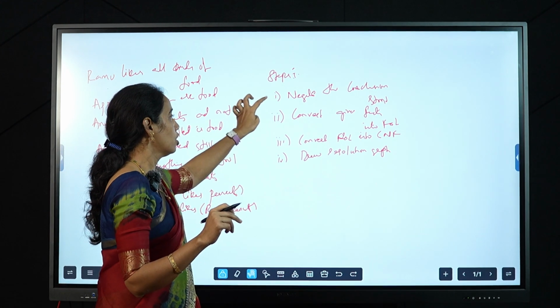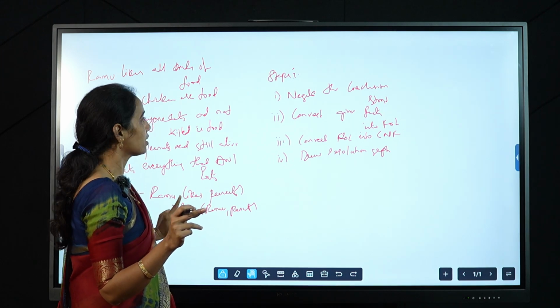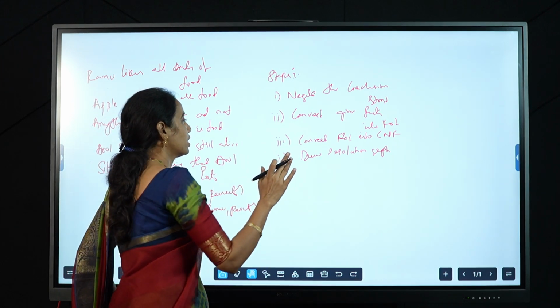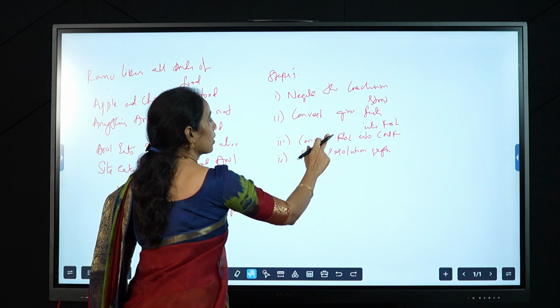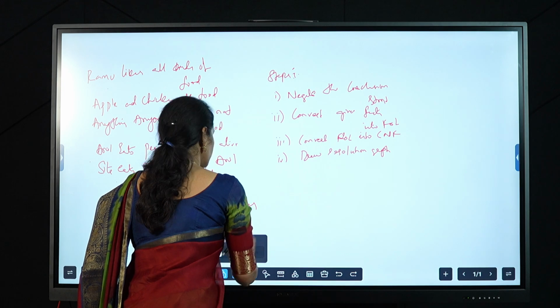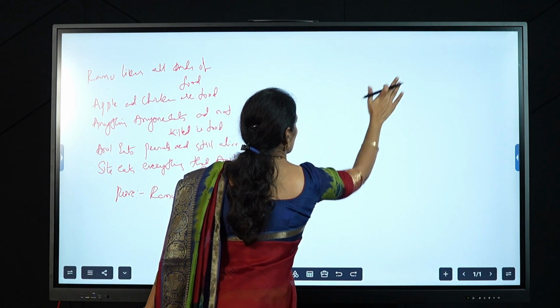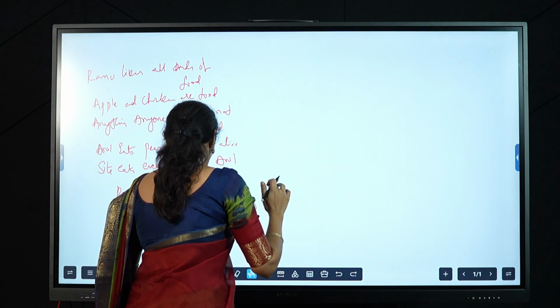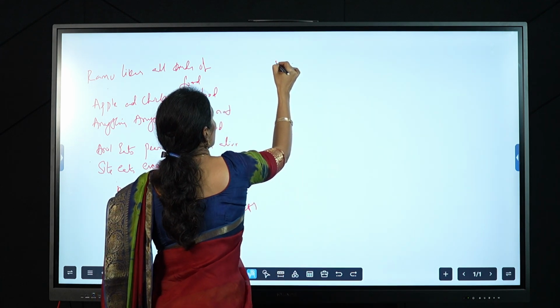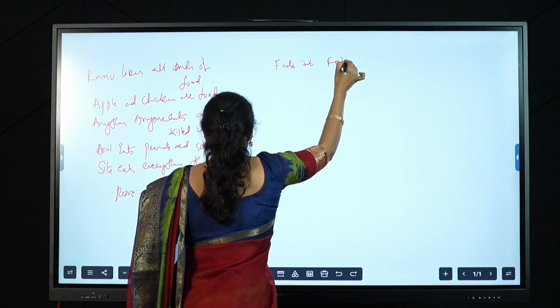So the first step we already did: we have negated the conclusion statement. Then the second one is converting these facts into FOL. Let us see that. Second step is we are going to convert the facts into first order logic.